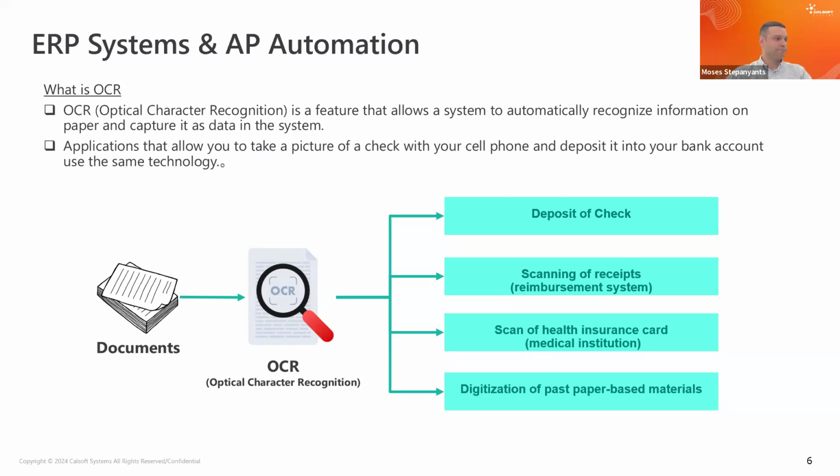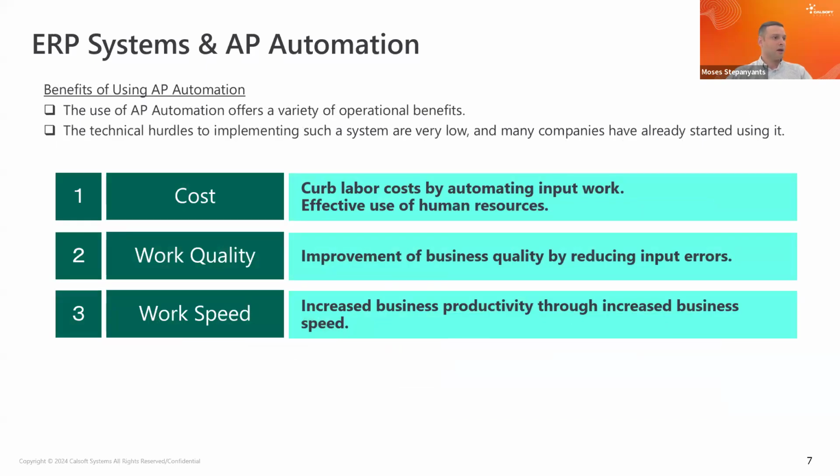So let's continue. Here, I'll just explain a couple of benefits of using AP automation software. To start, the technical hurdles of implementing an AP automation tool or software are very low, and it isn't hard or complicated to install or learn how to use. It's very user-friendly, and most companies are already utilizing some kind of AP automation technology in their business process, and they may not even know it.